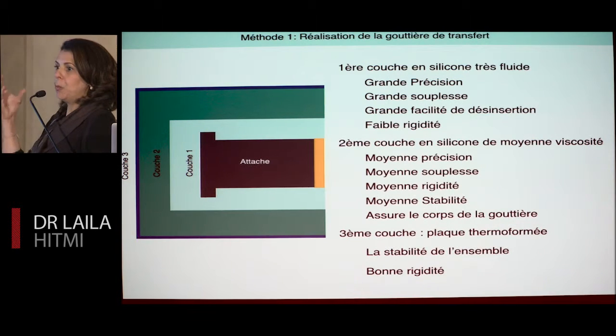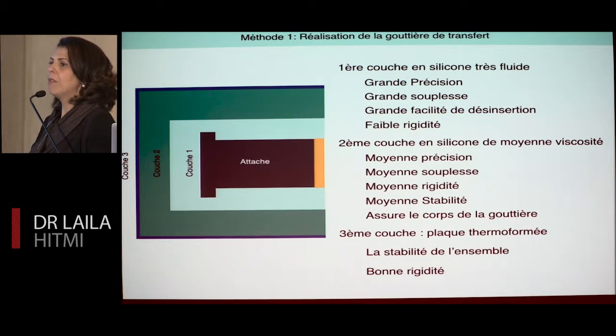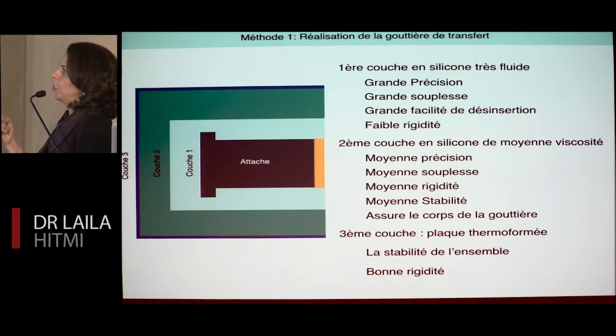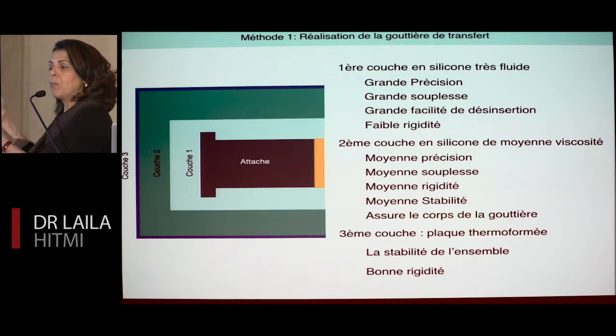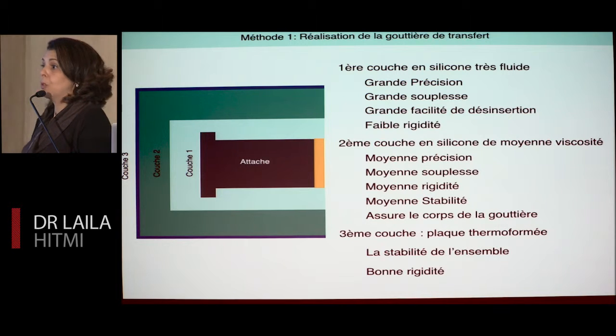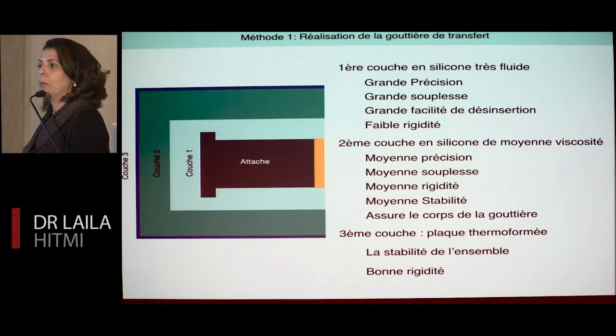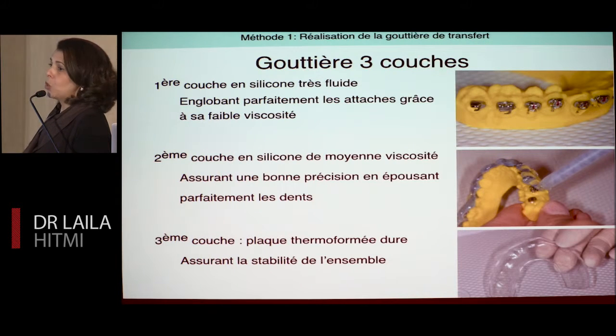The first layer is a layer of silicone, very flowable, that includes the attachment with a lot of precision, a lot of accuracy, and it holds the attachment with a lot of retention capacity. The second one is medium capacity silicone, the one we used to use before, except that it now gives the positioner its body. And the third one is a stiff layer that provides stability for everything else.